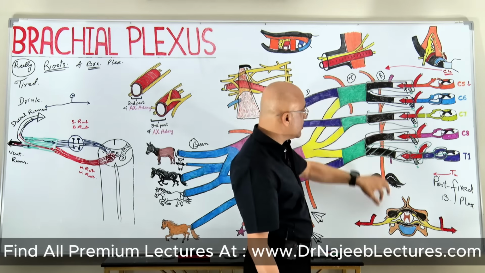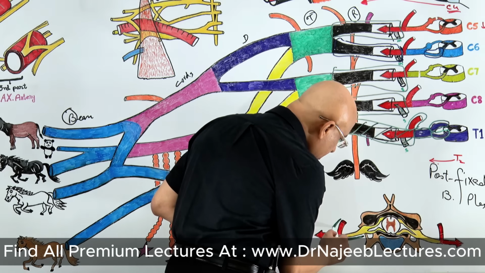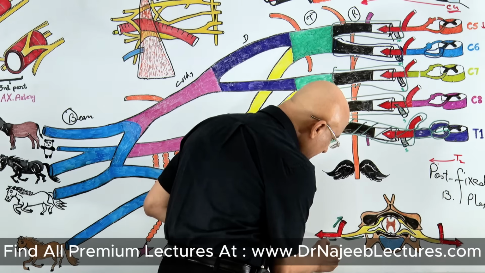Here's the vertebral body, right? And here is our spinal cord. What is this? Anterior root. This is posterior root. And what is this? Dorsal root ganglion. And they fuse together. And here, what are they making? Spinal nerve proper. And what is this? Dorsal ramus. And what is this? Ventral ramus.